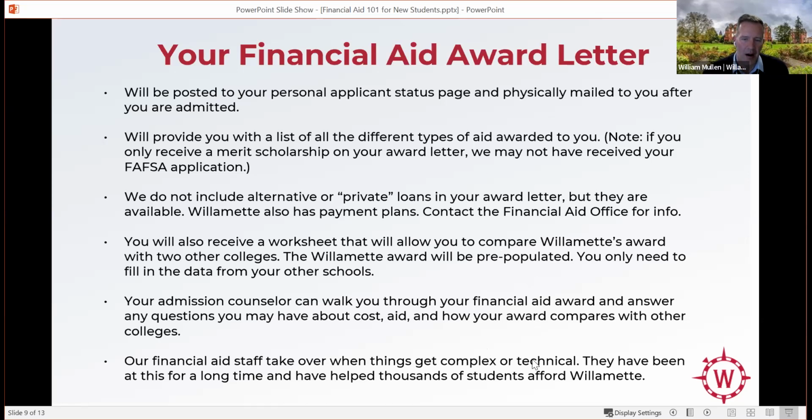So the admissions team can walk you through this and help you with these basic questions and how it compares. And then our financial aid staff is very seasoned here. They're very helpful with families. If you've got complex or technical questions, these guys are real pros and can help you out through all of that stuff as well. So you've actually got 2 offices that will help you with financial aid at Willamette.